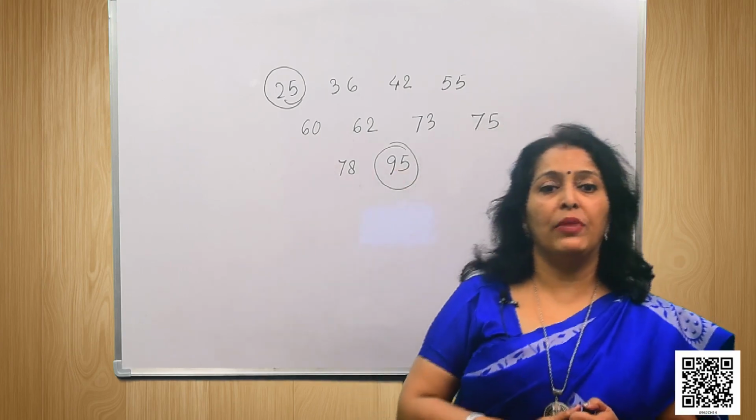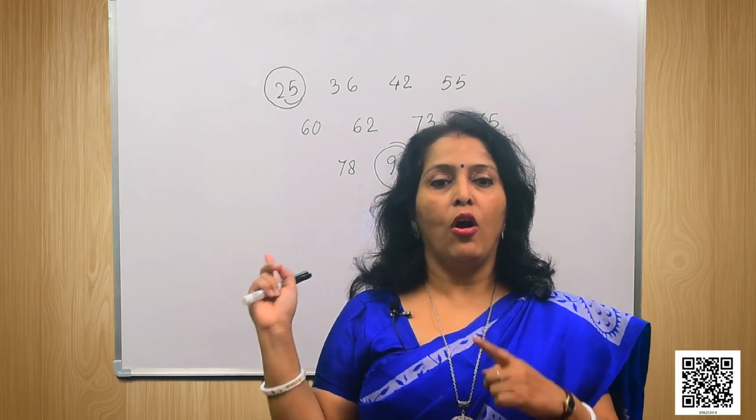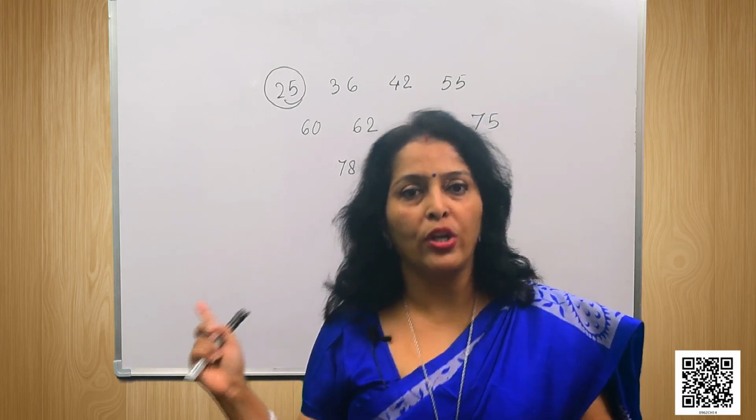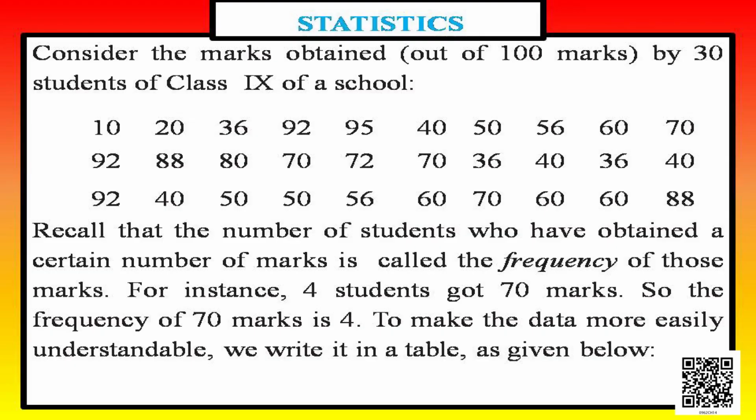So this is giving me the data, or we call it the raw data. Now we come to the next example, example 2, which is an example of group data. The example says, consider the marks obtained out of 100 marks by 30 students of class 9 of any school, and the marks are given below.